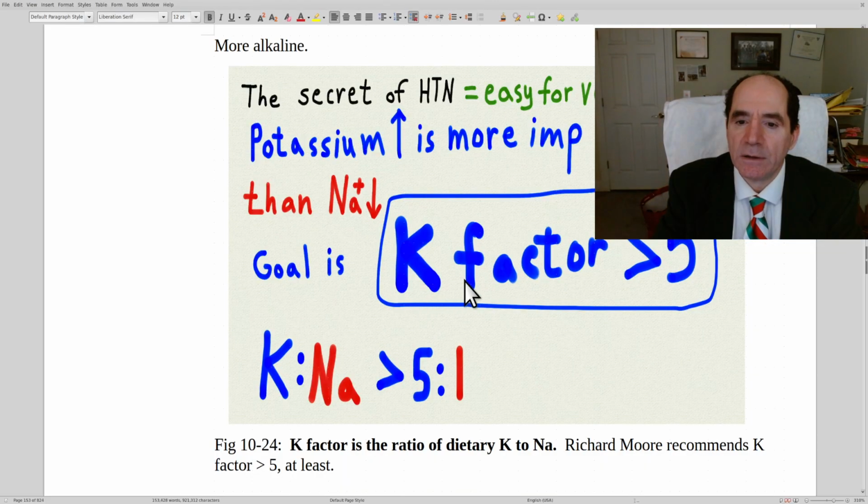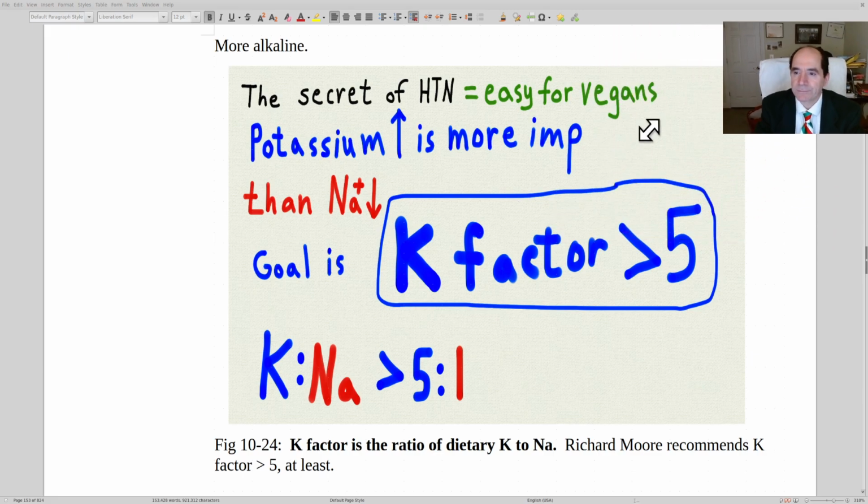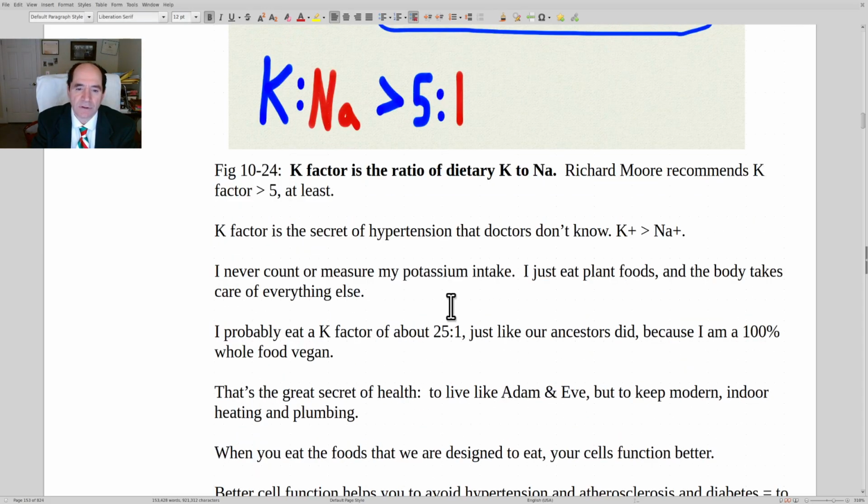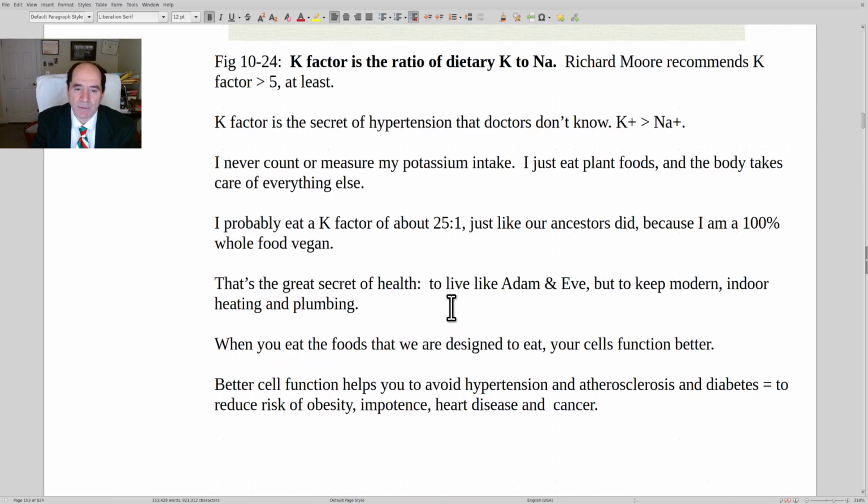Now here's the great secret of hypertension. Like what Moore was saying, you want at least 5 to 1 potassium greater than sodium. And if you eat a plant diet, you'll easily get that. And then I'm going to tell you the story about hypertension in black people, which is interesting. I never count my potassium. I just eat the food and it takes care of itself. And you want to be simple.